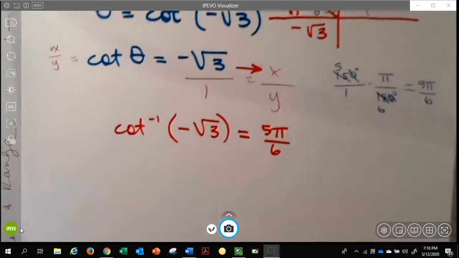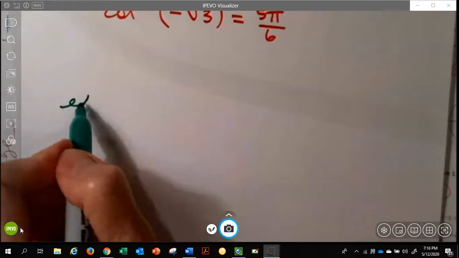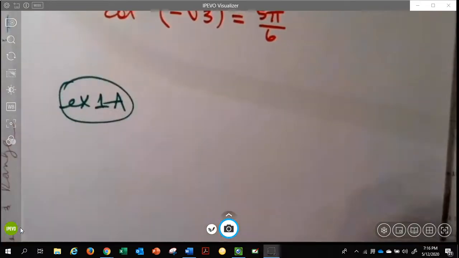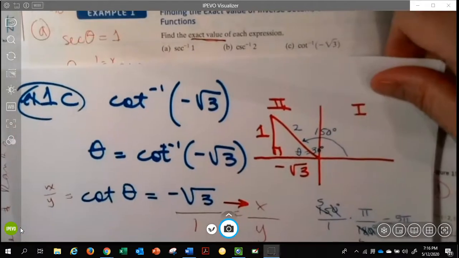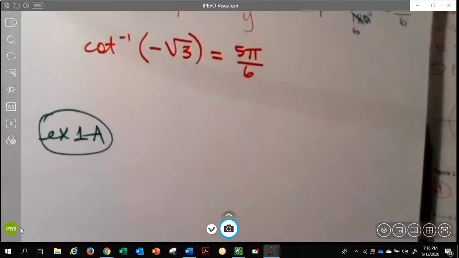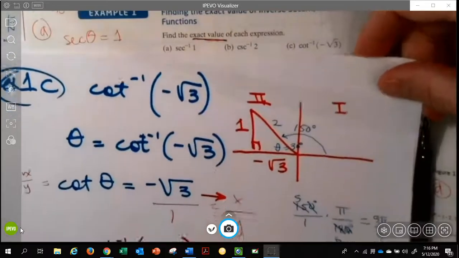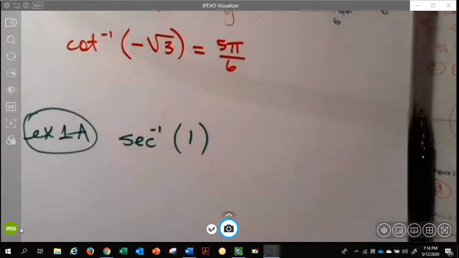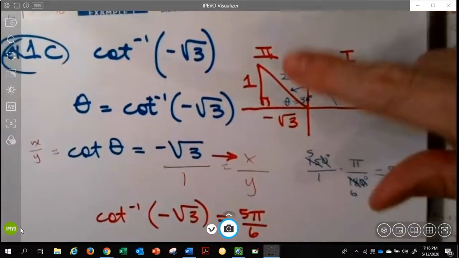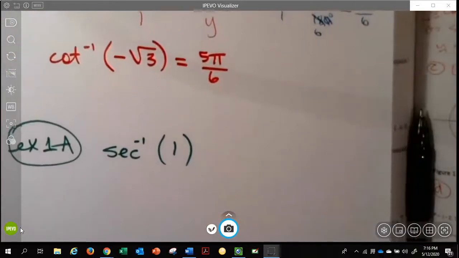So now I'm going to jump back to example 1a. In example 1a, we're asked to find the inverse secant of 1. The inverse secant of positive 1, right? Positive 1. And so I get all excited because this made a whole lot of sense to me, so I'm going to do that again.